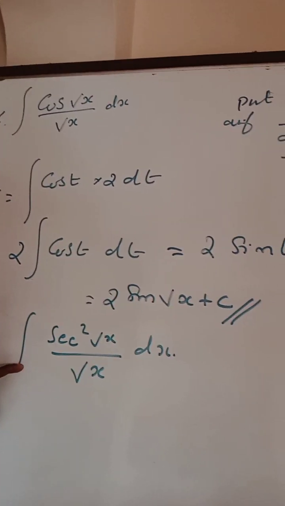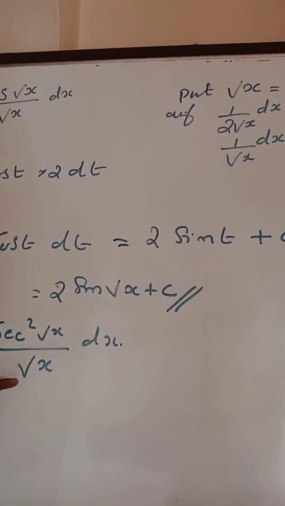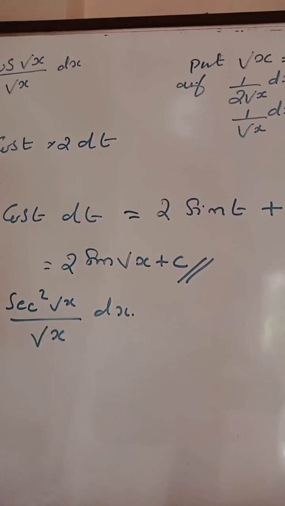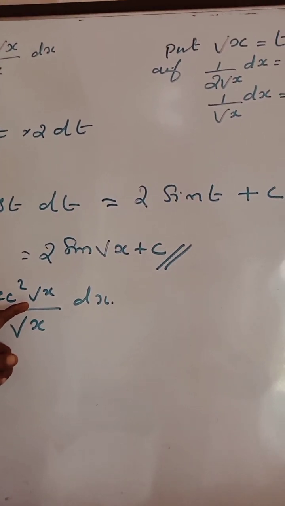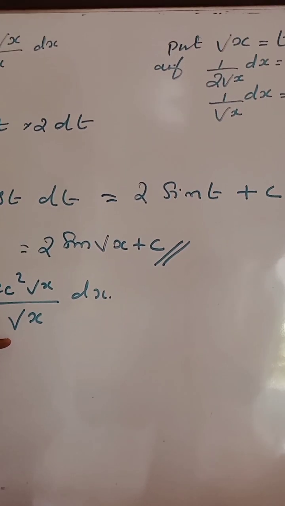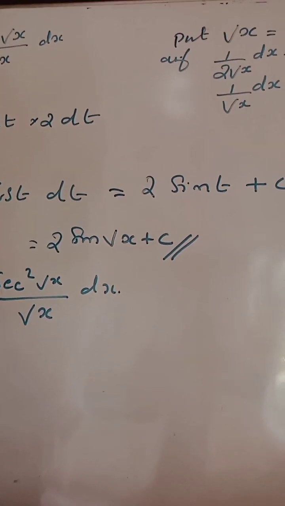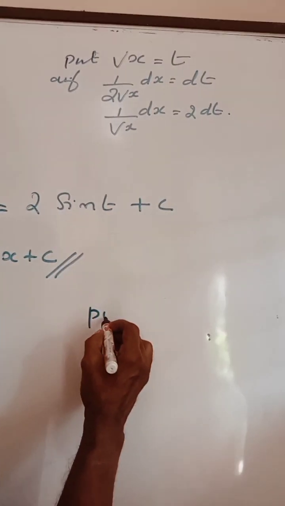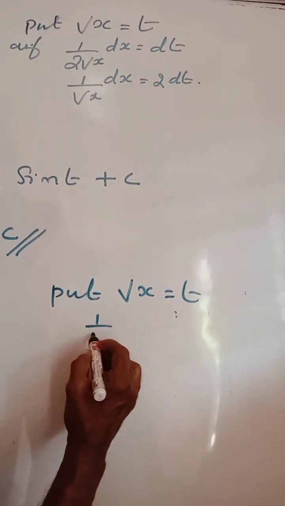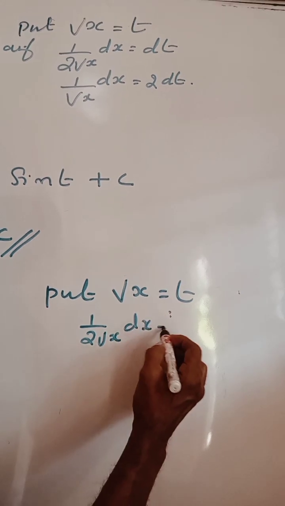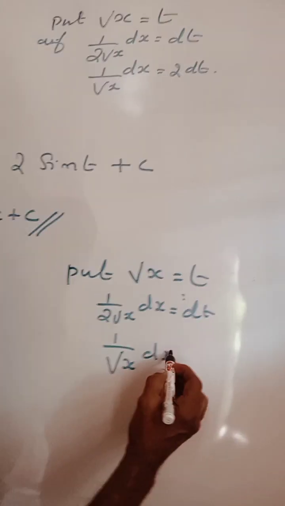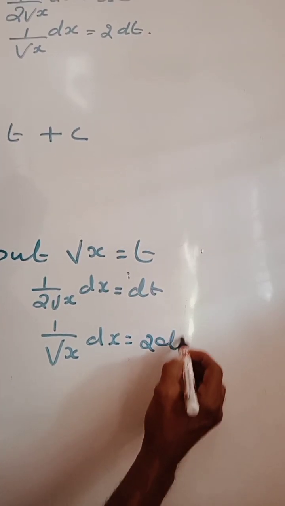Question number 70. Integration of sec square root x divided by root x dx. This also we can see in the previous question. In the same way, we know that d by dx of root x is equal to 1 by 2 root x. So we can do this by substitution. Put root x is equal to t, differentiate: 1 by 2 root x dx is equal to dt. It is 1 by root x dx is equal to 2 dt.